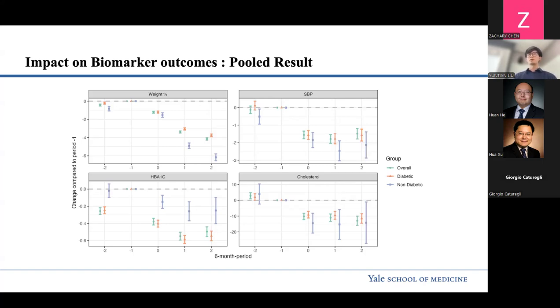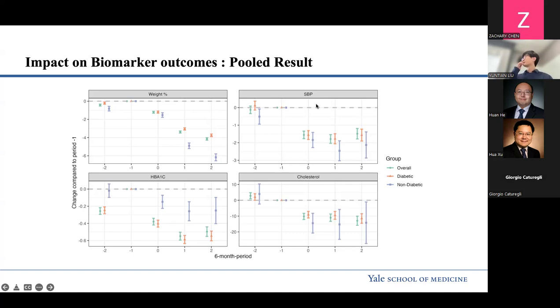And that's even more for the non-diabetic group, because that subgroup may use it for weight loss. And that's comparable to the randomized controlled trials. In trials, I think most report from 10% to 15% reduction. In the real world, that's what we observe.